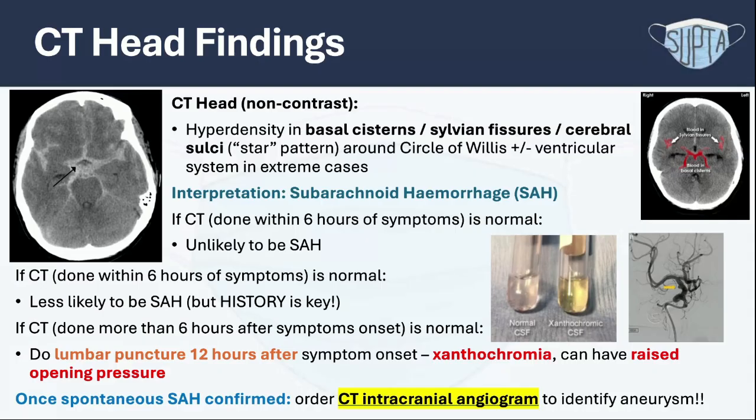If the CT is done more than 6 hours after symptom onset and is normal, then diagnostic accuracy falls because the blood becomes harder to detect on CT as it becomes more diluted and redistributed within the CSF.